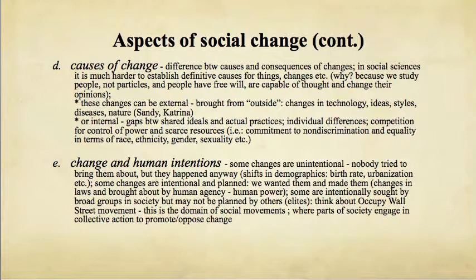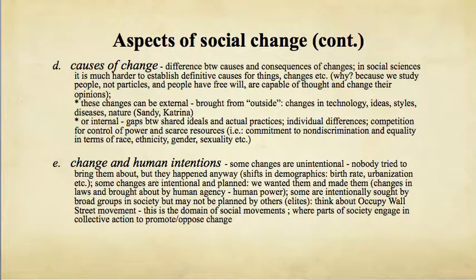However, let's talk a little bit about changes that are external, meaning brought from outside. Changes in technology, ideas, styles, diseases. Nature creates these kinds of changes, right? For example, the hurricanes Sandy and Katrina. Or we can have internal changes when there are gaps between shared ideals and actual practices, where we have individual differences.